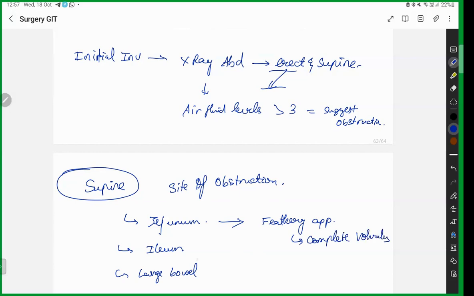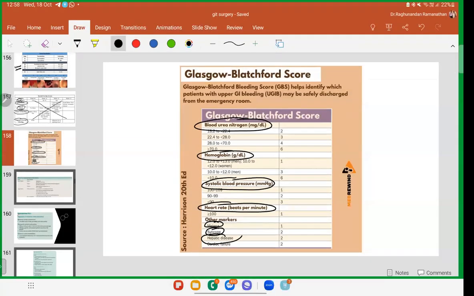What about ileum? Ileum is going to be featureless. And how will it be in the large bowel? In large bowel, there is going to be an incomplete obstruction. Let me show you one by one.